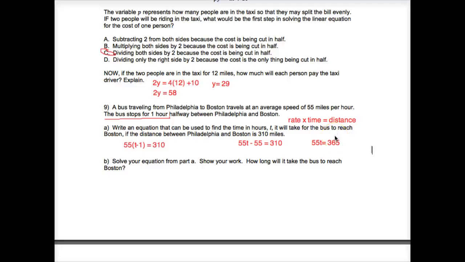So really the only thing I still have left to do in my work is to divide both sides by the 55. So take your 365 and divide it by 55, and notice I used the approximately symbol. I can't type that here, but you get t equals 6.63636, and so on and so forth. So I just rounded it. I said approximately 6.6, and then how long it will take: it will take the bus about 6.6 or 6.5 hours to reach Boston.